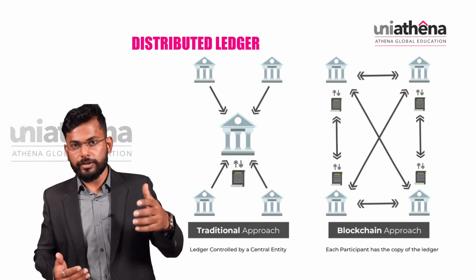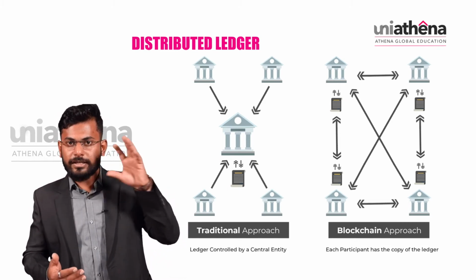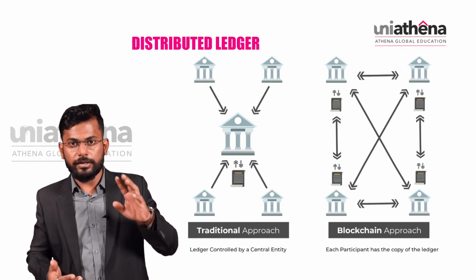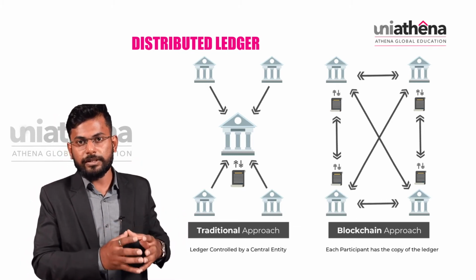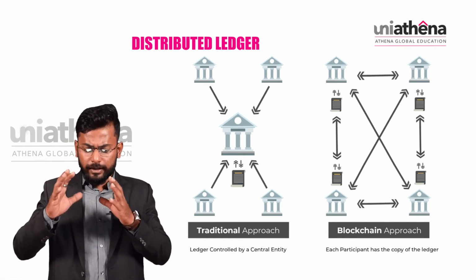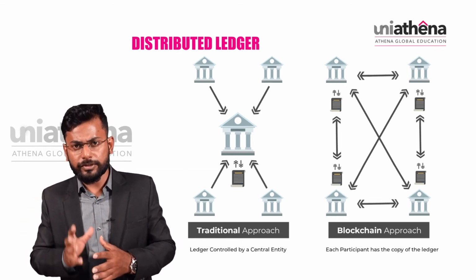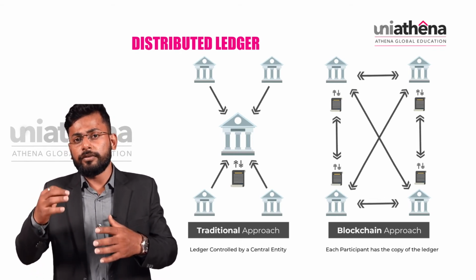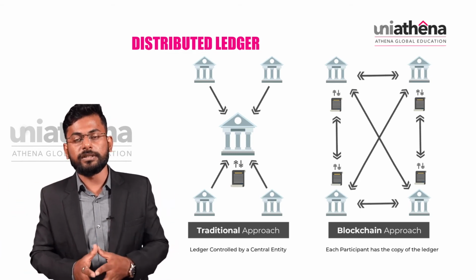In the traditional approach, you can see the bank is responsible for maintaining the copy of the ledger. So the entire responsibility of the security and integrity of the ledger is with the bank. But when it comes to the blockchain network, you see that all the participants are maintaining the copy of the ledger so that there is no dependency on any one participant. Rather, it is with everyone. The copy of the ledger is with everyone.